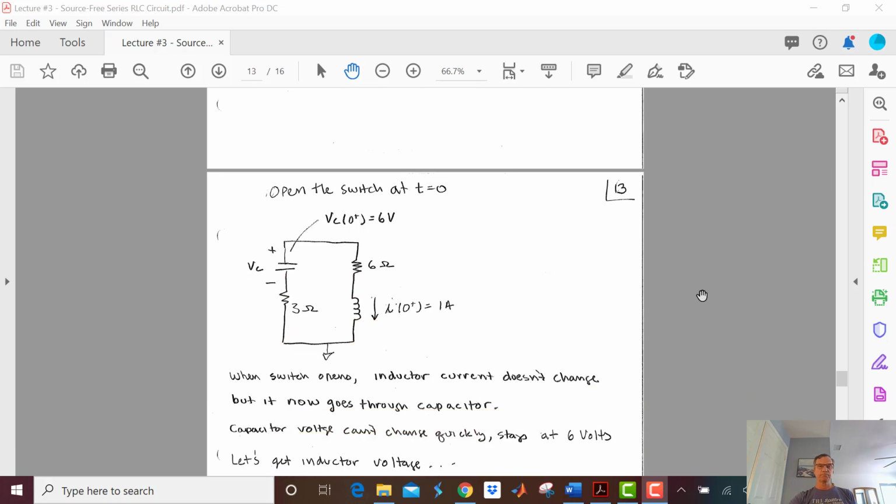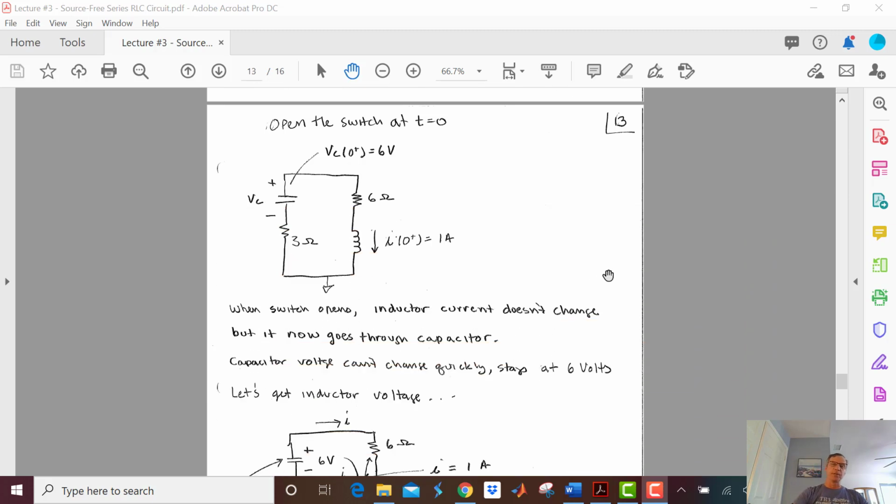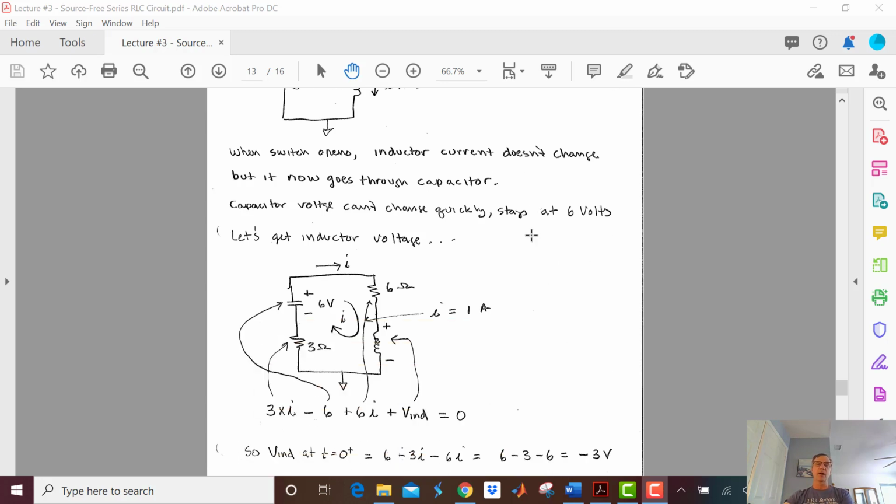Let's open that switch. When the switch opens, the inductor current doesn't change, but now it goes through the capacitor. And the capacitor voltage can't change quickly, so it's going to stay at 6 volts because that was its voltage before the change. So now let's get the inductor voltage. And KVL on the fly is lovely, but when things get too hard, I quickly just go back and do KVL the way we've all been taught to do it.